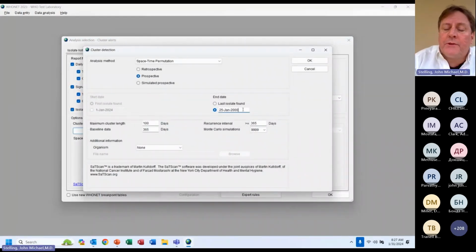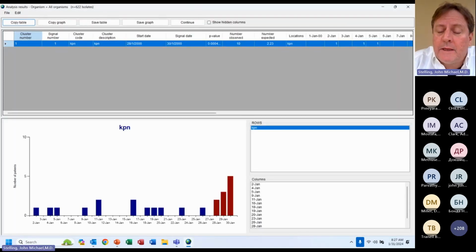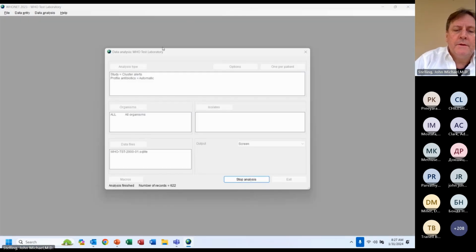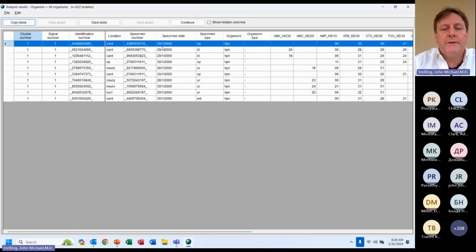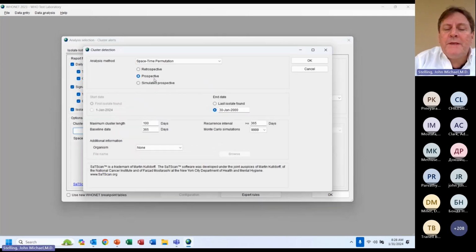Or if I look at January 30th. Okay, begin analysis. And it finds the Klebsiella. So in a prospective analysis, it's only looking for new recent clusters on a specific day. We had the diphtheroids cluster on the 25th, the Klebsiella cluster on the 30th, and nothing on the 31st. Sheet 1, sheet 2, sheet 3. Good. So of course, we never do prospective analyses manually.